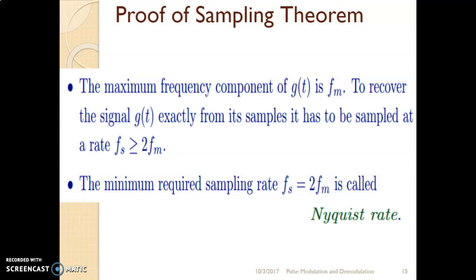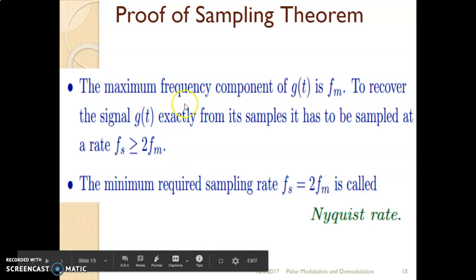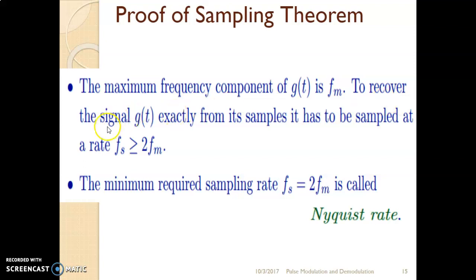We begin the proof by again mentioning the statement of the sampling theorem. It states that the maximum frequency component of g of t is fm. Then to recover the signal g of t exactly from its samples, it should be sampled at a rate fs greater than or equal to twice fm. The minimum required sampling rate should be equal to twice fm. And if this sampling theorem rule is violated, then what will happen?